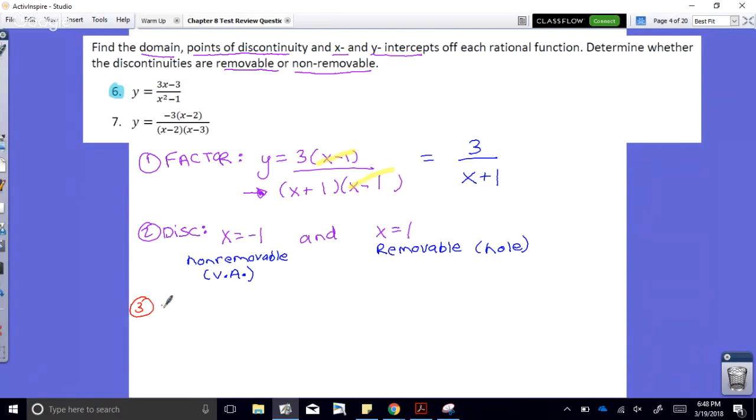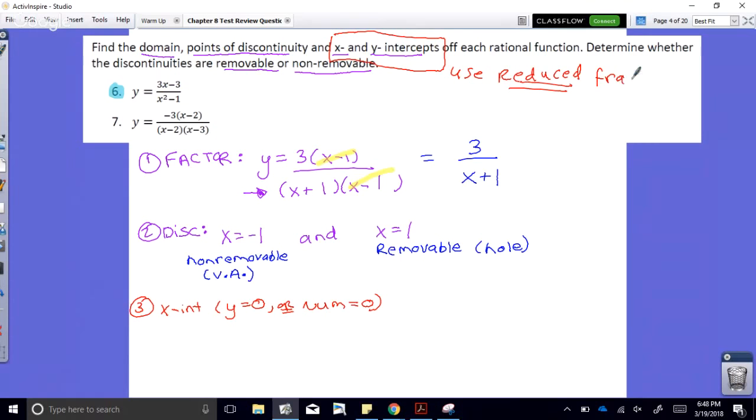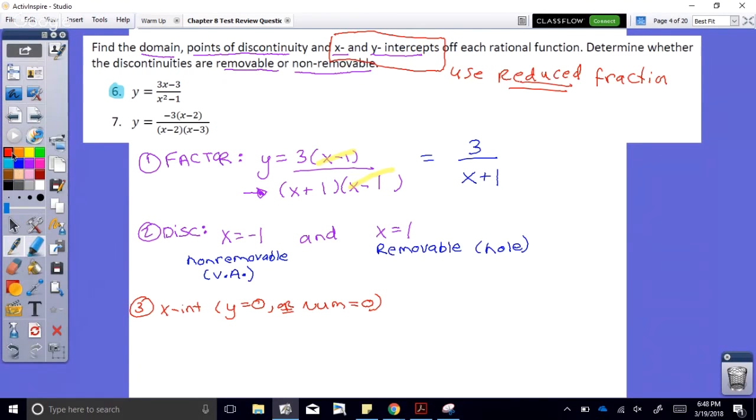To find the x-intercept, we said we're going to let y equal 0, or the shortcut was to set the numerator equal to 0. Now, the only thing with x and y-intercepts that I need to remind you is that you're always going to use the reduced fraction. Okay, so when I talk about the reduced fraction, that is this right here.